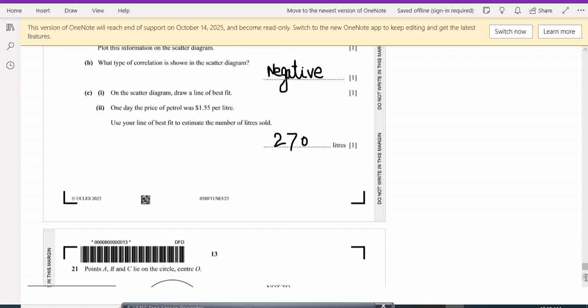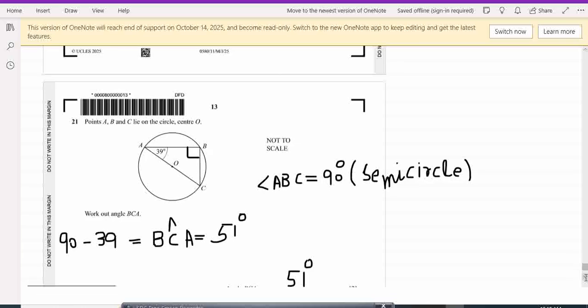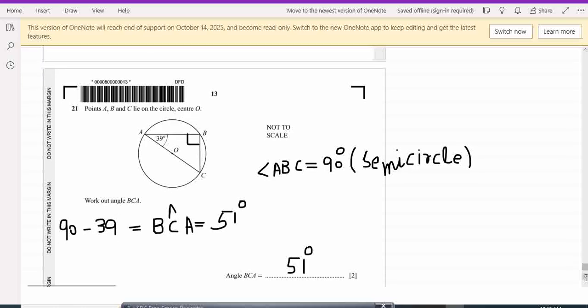That's it. Next is points A, B, C are in the circle and O is the center. When O is center, any line which goes from the center is the diameter, and diameter or semicircle makes an angle of 90 degrees on the circumference. So this angle is 90 degrees. Okay, I can write it, angle ABC is 90 degrees because it is a semicircle.